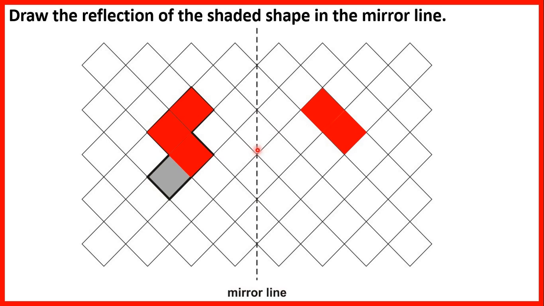For this square here, we go across a square and then shade. So from the mirror line, we go across a square and then shade. And finally, this square here, we go across half a square, across another square, and then shade. So we go across half a square, across another square, and then shade. So we've reflected the shape in the mirror line, because we have the same on both sides and each shaded square is the same distance from the mirror line on both sides.